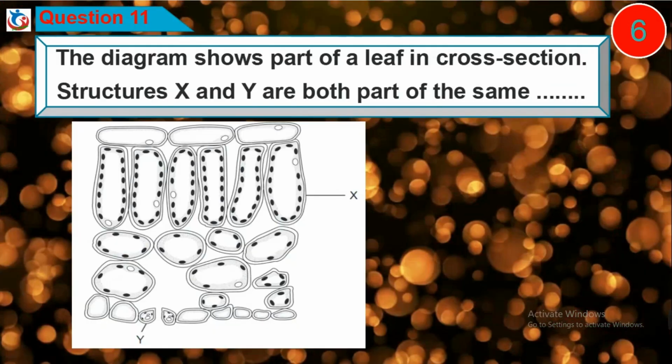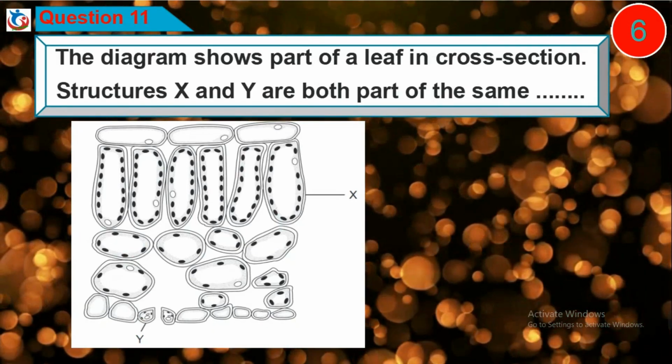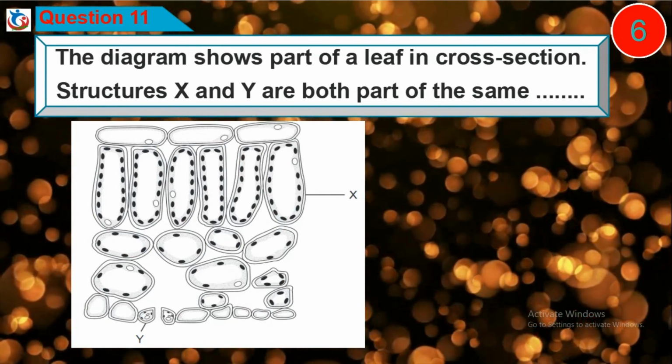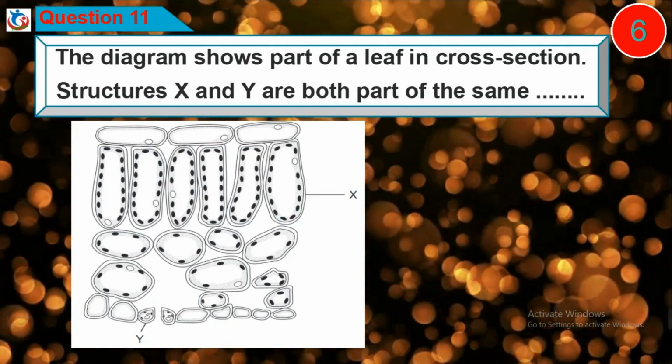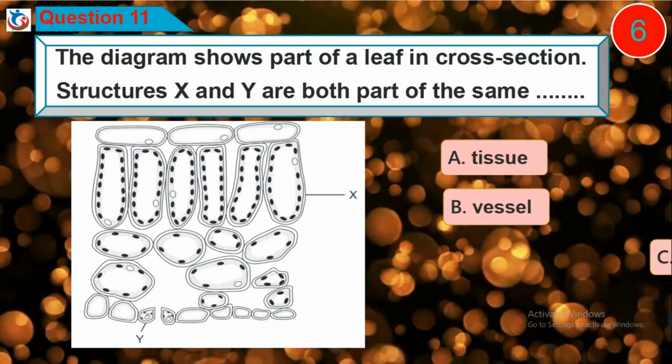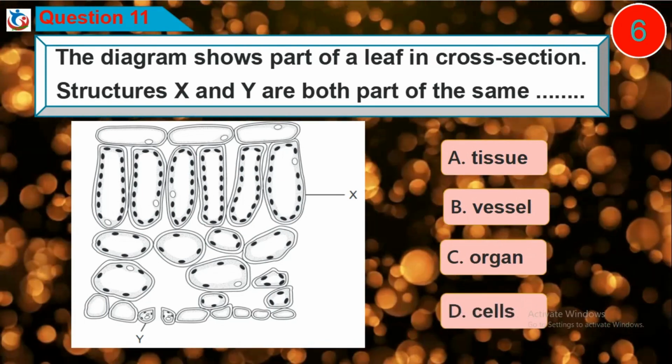Question 11. The diagram shows part of a leaf in cross-section. Structures X and Y are both part of the same dash. Is it option A, B, C, or D?